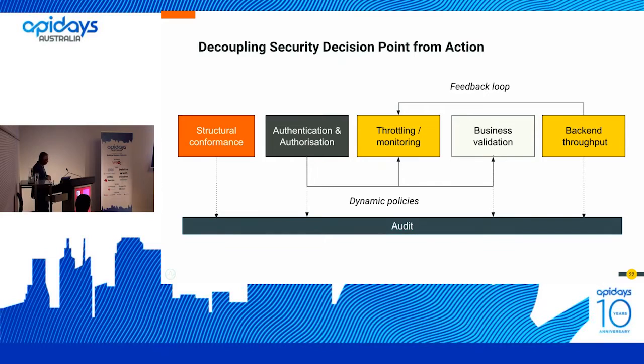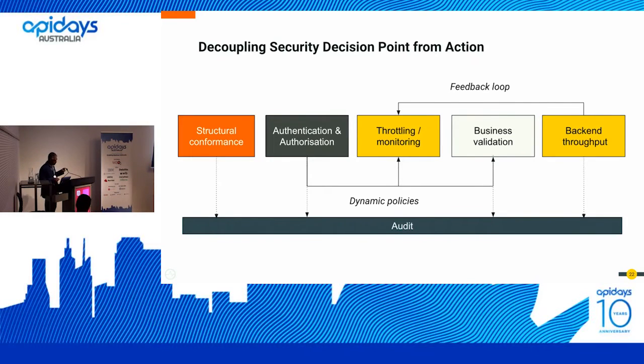And at each step, there will be an audit trail. There has to be an audit trail because we need to understand whether the structural conformance is working, and if not, why. Same as authentication and authorization. So we need to have a correlation ID across all of these steps to identify the flow of the request.